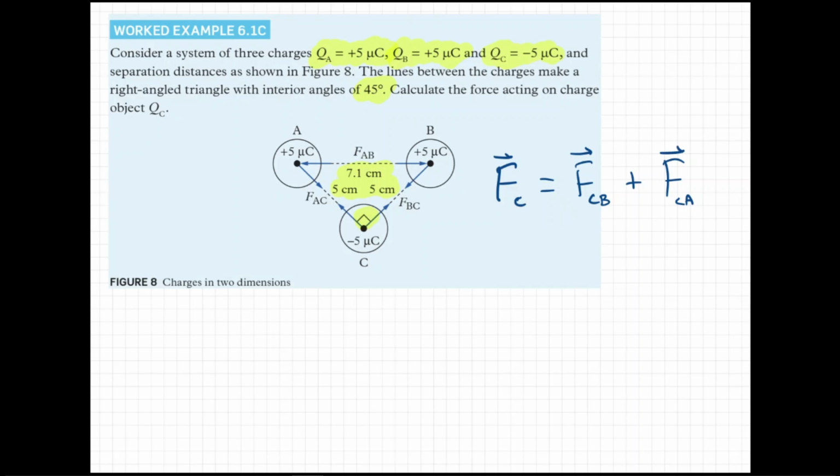Now, is C, the charge in question, attracted to A or repulsed? Attracted. Is C attracted to B or repulsed? Attracted. So it's attracted to both. Are B and A both the same magnitude of charge? Are they both the same distance away from C?